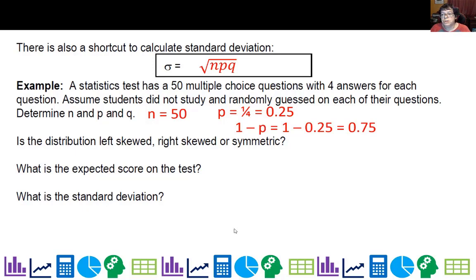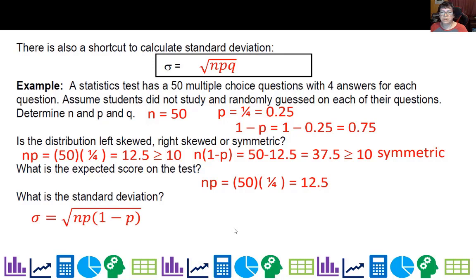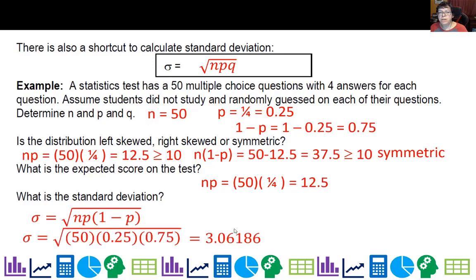Is the distribution left skewed, right skewed, or symmetric? Well, we'll calculate n times p. We get 12.5, so that's higher. We calculate n times 1 minus p, and we get 37.5, so we met the condition for it to be symmetric. So what score would we expect on the test? We just do n times p, 50 times 1/4, and get 12.5. And what's the standard deviation? We plug in, and we get 3.06 roughly.